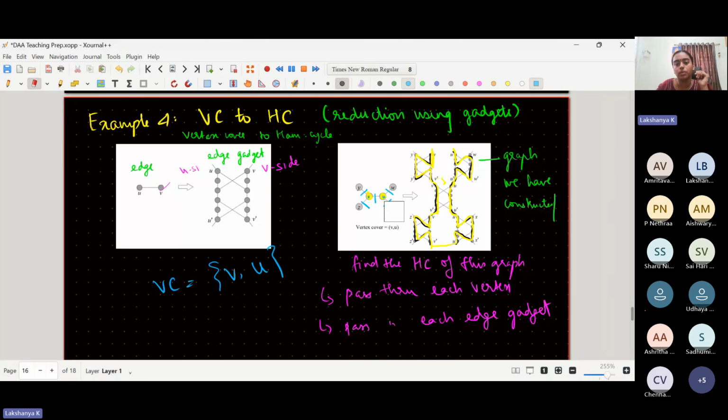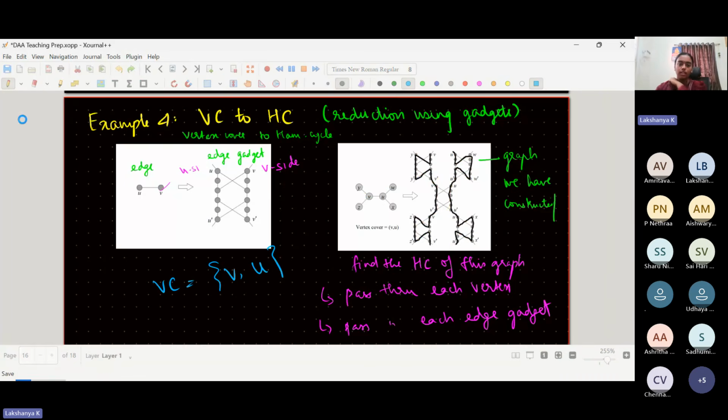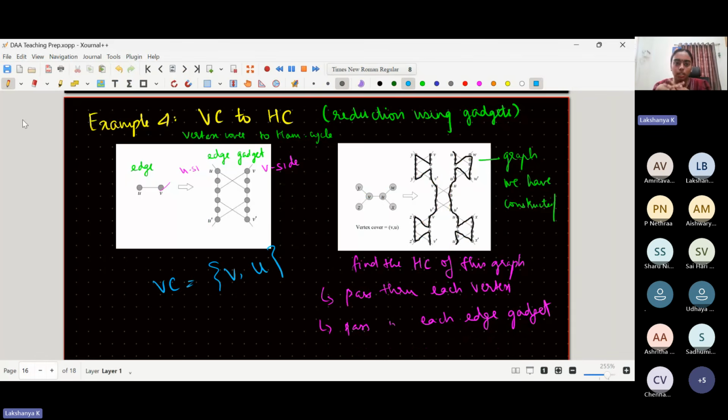This is how we use edge gadgets to reduce Hamiltonian cycle to vertex cover. I'll repeat what we just did, a summary kind of thing. The aim is to use Hamiltonian cycle to find vertex cover for a graph. It turns out this cannot be done trivially. So for every edge, you develop an edge gadget, which is again a graph. It has nodes, it has these particular connections. It has a U side and a V side, and it looks like this.